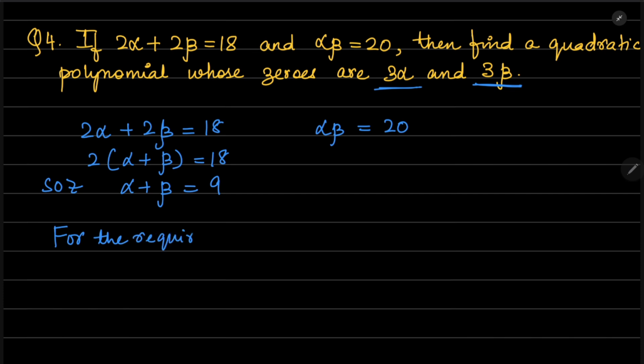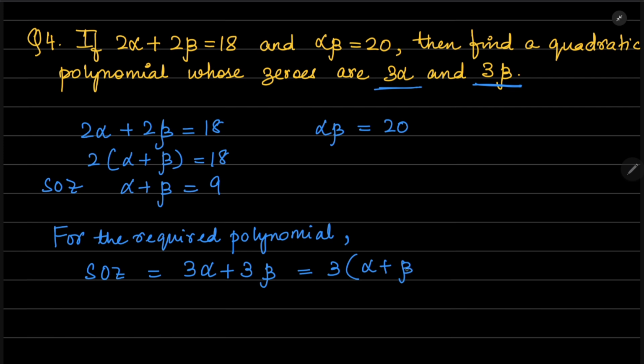For the required polynomial, let us calculate the sum of the zeros. What is the sum of the zeros? 3 alpha plus 3 beta, because 3 alpha and 3 beta are the zeros. So you are just summing it up. Take 3 common out. What will you have? Alpha plus beta. What is the alpha plus beta value from the given values? It is 9. So 3 multiplied by 9 is 27, which is the sum. Let me write it as sum S.